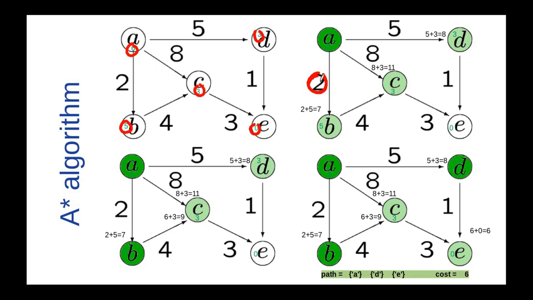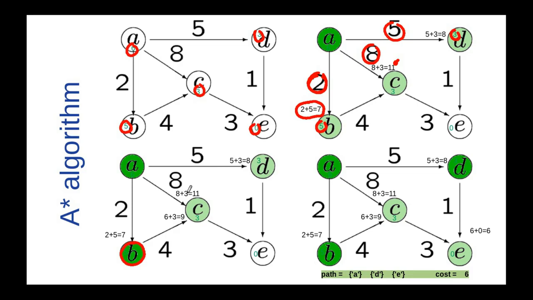So we add 2 plus 5, and this is 7. What about this 11? It's 8, the cost of going from A to C, plus the heuristics of C, that is 3. Finally, for D it is 5 plus the heuristics of D, 3, equals 8. So we obviously decide on B, because 7 is smaller than 8 or 11. So we visit B and we now consider its neighbors.